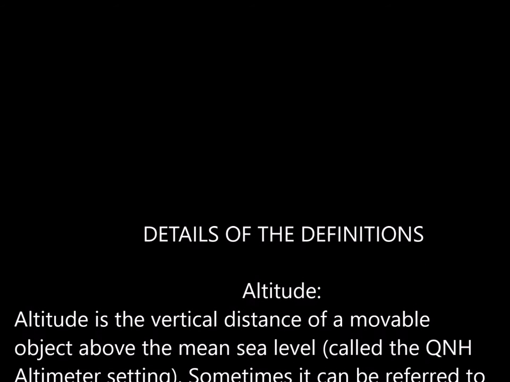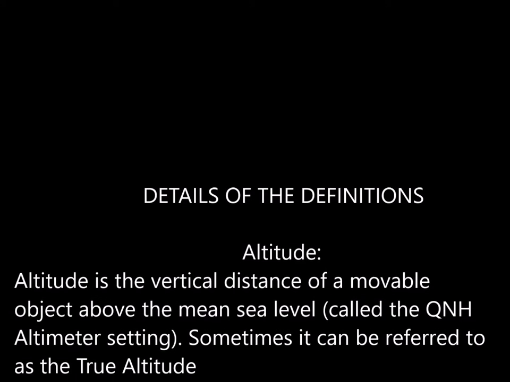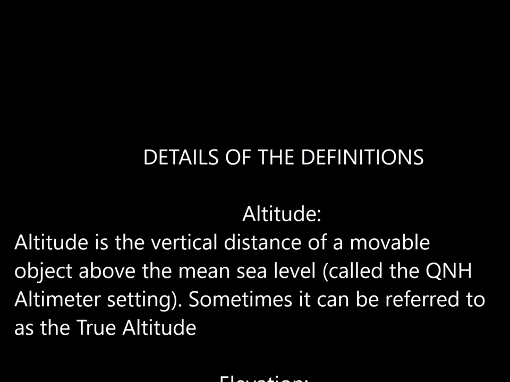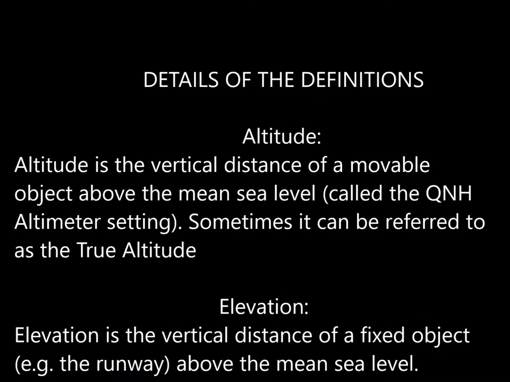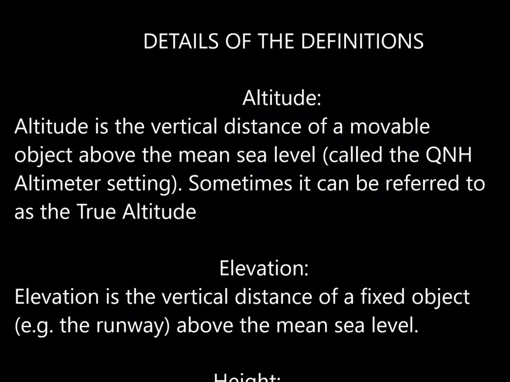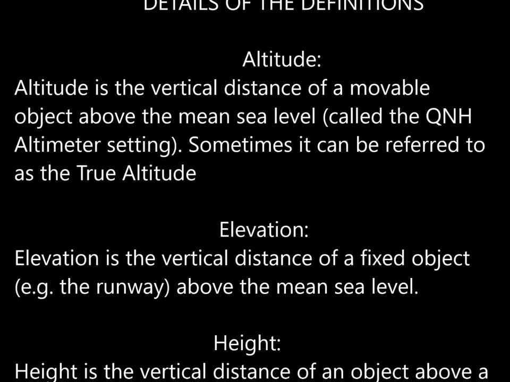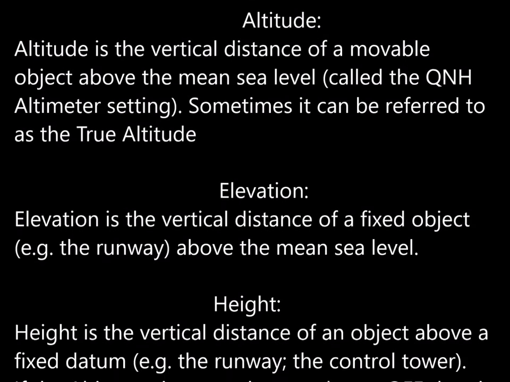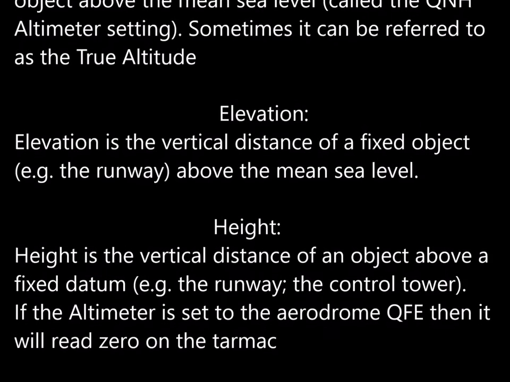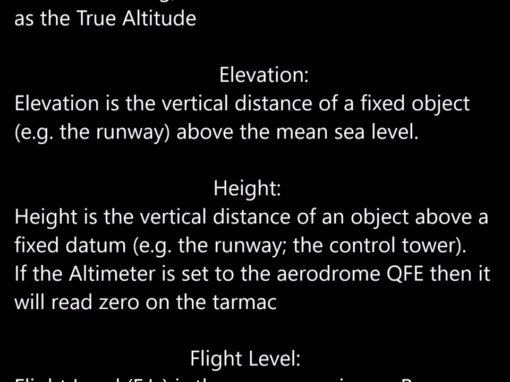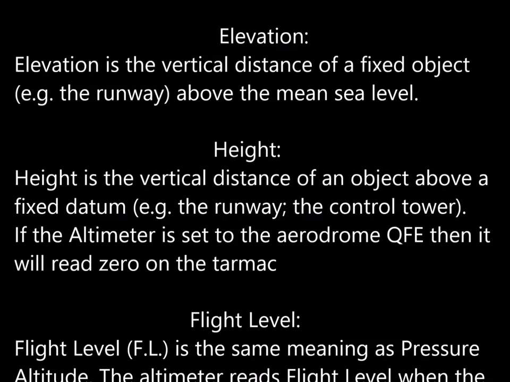Details of the definitions. Altitude. Altitude is the vertical distance of a movable object above the mean sea level, called the QNH altimeter setting. Sometimes it can be referred to as the true altitude. Elevation. Elevation is the vertical distance of a fixed object, e.g. the runway, above the mean sea level. Height. Height is the vertical distance of an object above a fixed datum, e.g. the runway, the control tower. If the altimeter is set to aerodrome QFE, then it will read zero on the tarmac.